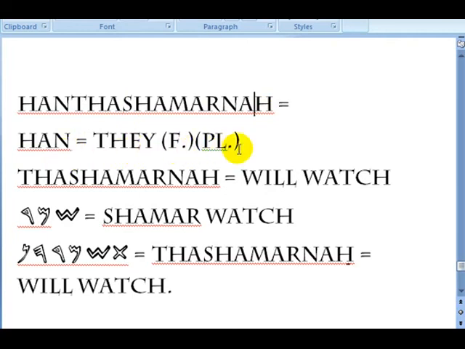Alright, so hun, tha, shamar, na. Hun is they, female plural. Tha, shamar, na, will watch, future tense. Shamar is watch. Tha, shamar, na, will watch, future tense.